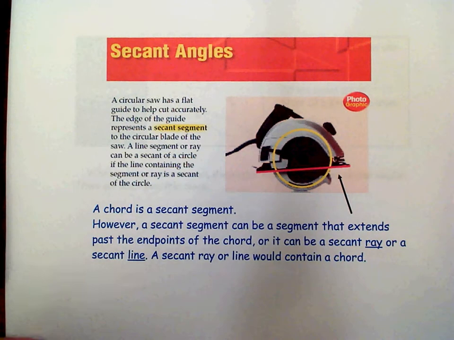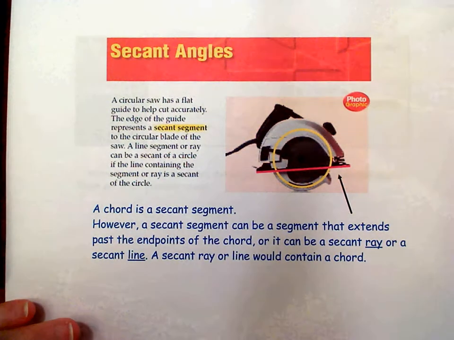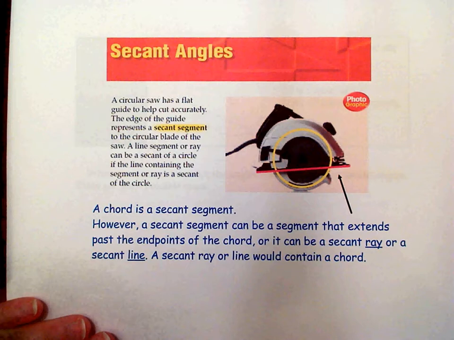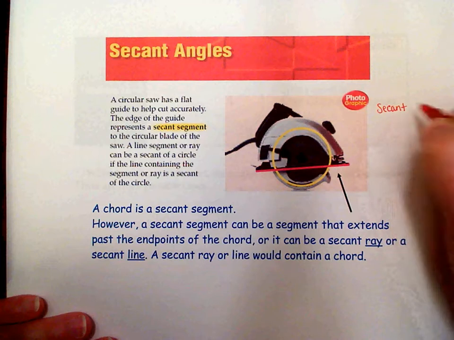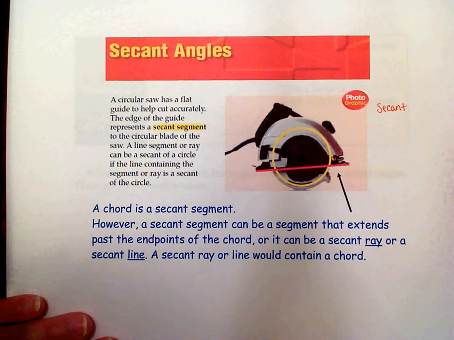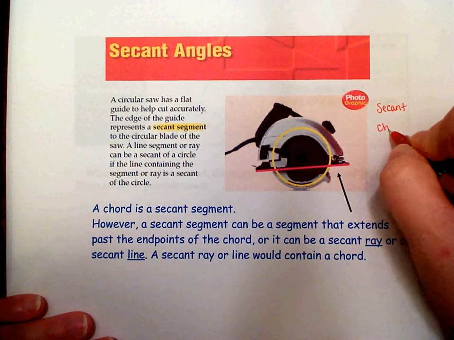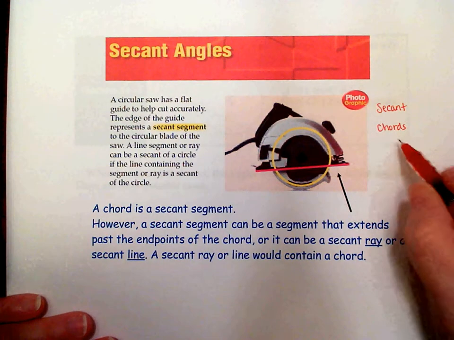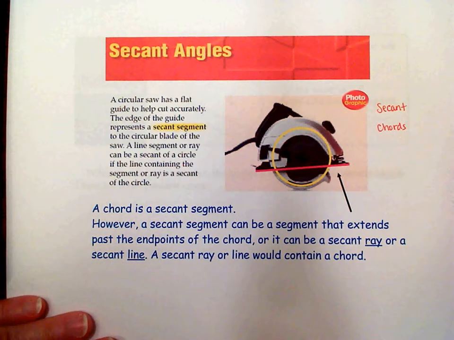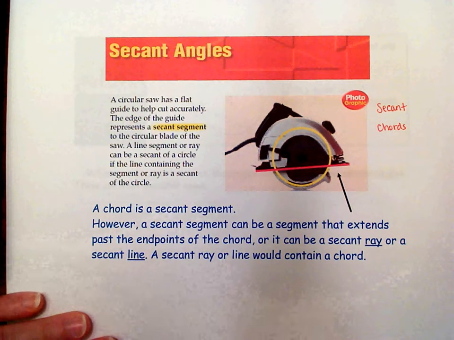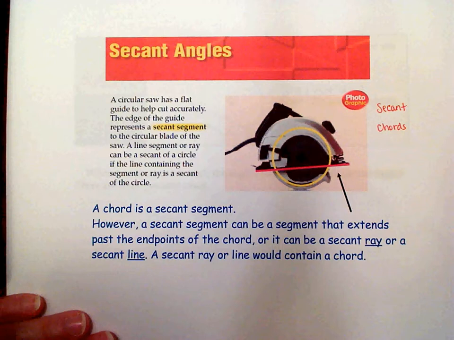Alright, so today we're going to be looking at what are called secant angles. A secant was one of your vocabulary words from Monday, and the two most confused words in the vocabulary of circles are secants and chords. The reason for that is because all chords are secants, but not all secants are chords. I know you've probably heard before, all poodles are dogs, but not all dogs are poodles. It's the same kind of relationship here.